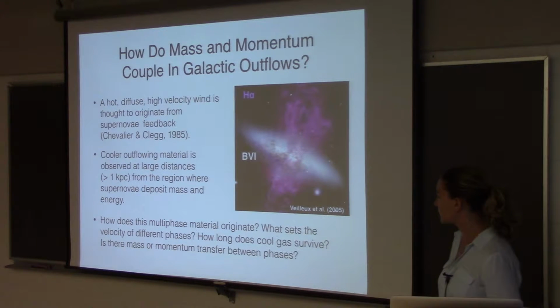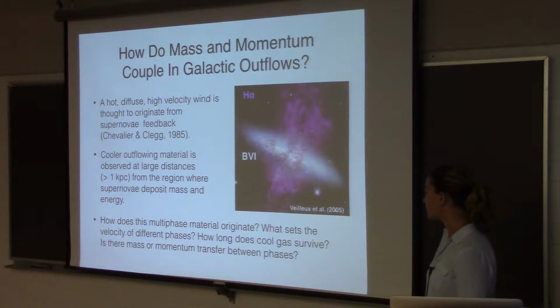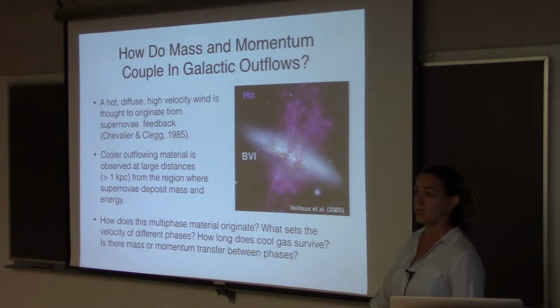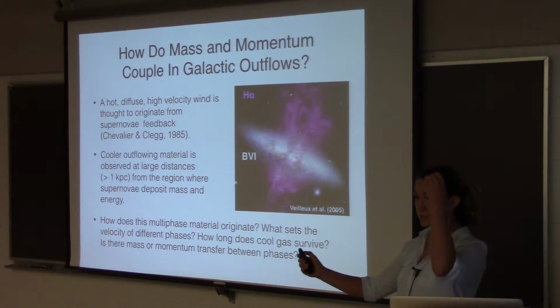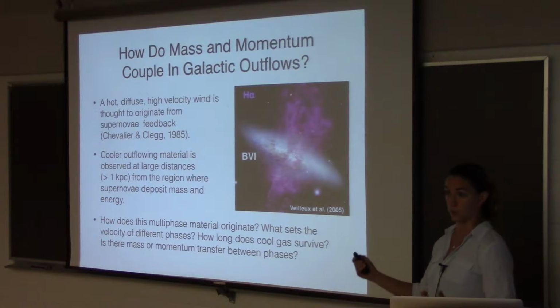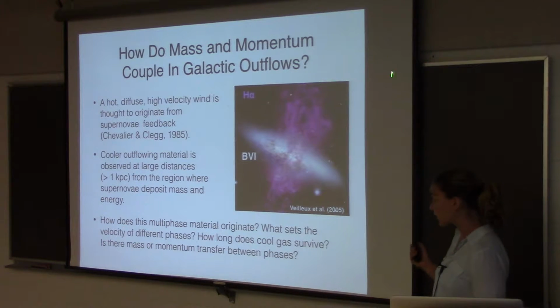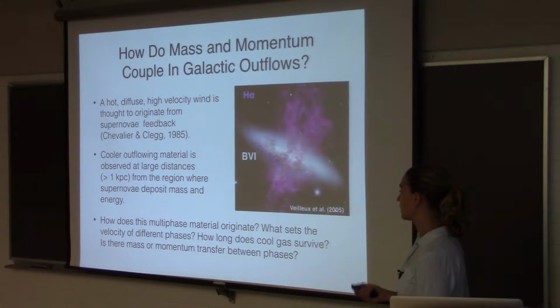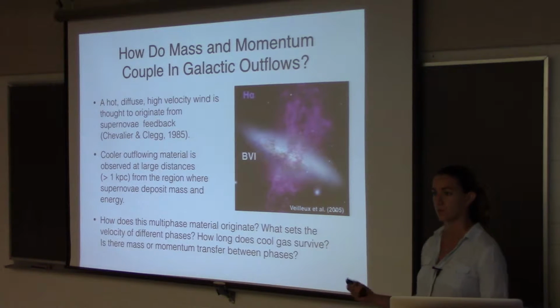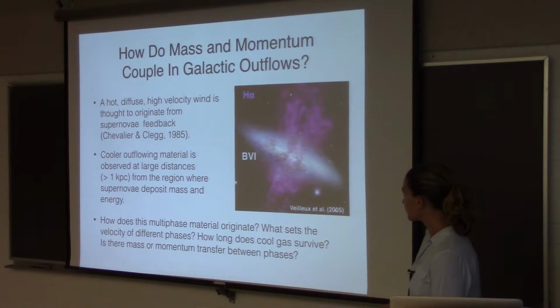Okay, and so there's a couple of other interesting questions. Might be how long does this cool gas survive? We see also cool gas out in the circumgalactic medium of galaxies at distances of 100 kiloparsecs, and so could that cool material have actually been pushed out of the galaxy, or did it originate in the CGM? And in particular, I was also interested in how mass and momentum is transferred between these different phases.